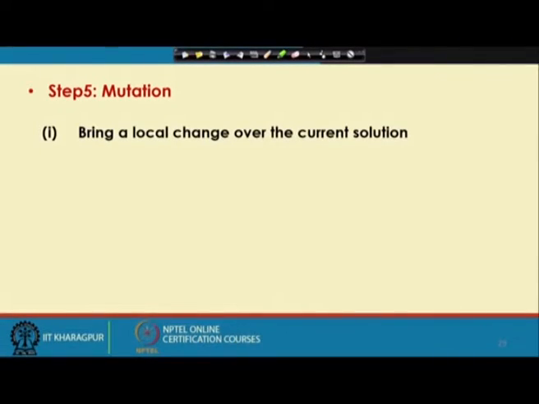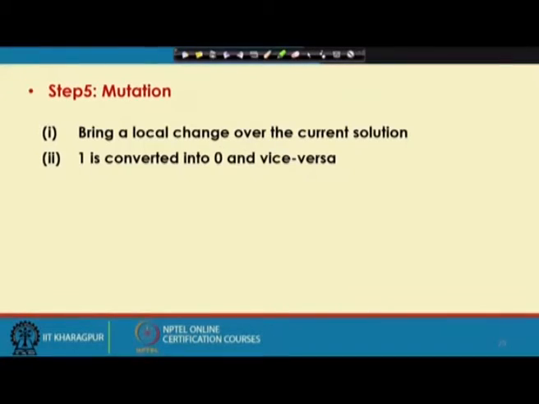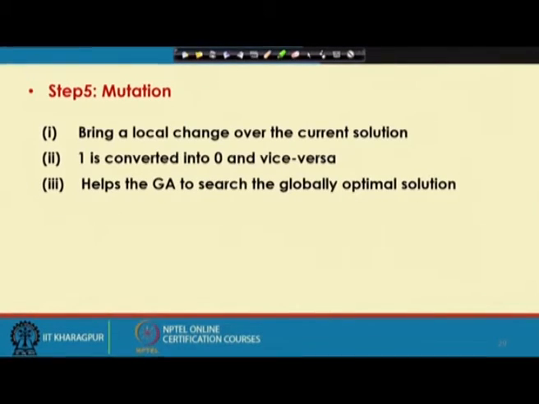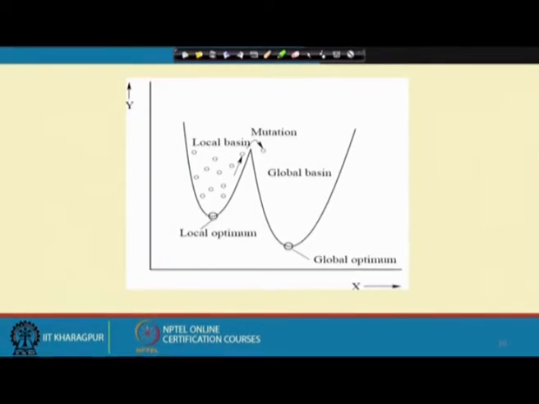Now, this mutation can bring local change around the current solution, and by doing that it can help to overcome the local minima problem. I am just going to take one example to show you how it works. Here in mutation, this is a bitwise mutation. So, what I do is, if there is 1, that is converted into 0 and vice versa. As I told, it helps the GA to overcome the local minima problem. Now, let us see how it can overcome this local minima problem.